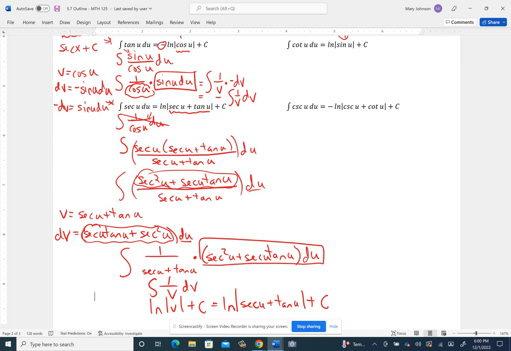So we can derive or figure out these formulas if we have to, but we do need to understand that little trick about multiplying top and bottom by secant u plus tangent u. And really, I don't think you would think to do that if you didn't already know this rule. Tangent is easy to figure out, but the secant and the cosecant one, I think you just need to know.